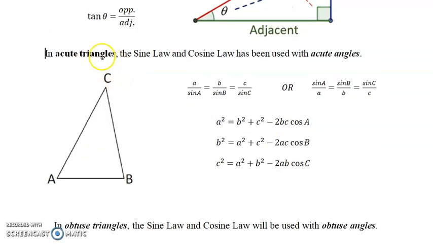When we have acute triangles, the sine law and the cosine law have been used for acute triangles. Again, these are two different ways we can express the formula in the sine law. The first one here is when we're looking for a side length and we know the angle, and of course a pair. And we use this with the sine, the reciprocal essentially, when we are looking for the angle.